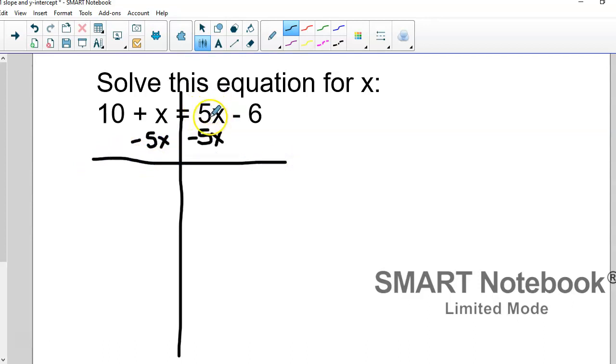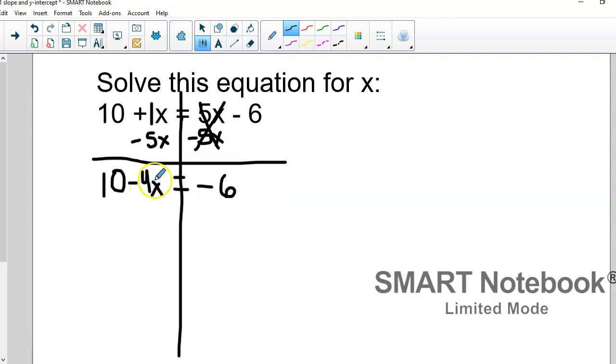So now, if we have a positive 5x and a negative 5x, that just equals 0, or it cancels out, so these are gone. We still have our 10. And then now here we have a 1x, because there's like an invisible 1 here. 1x minus 5x. If I do 1 minus 5, that's going to be negative 4. So we're going to have minus 4x. And then we still have our equal sign. Don't forget to put that equal sign. And then here we have negative 6. Now these are just like the equations we were solving last week. Easy peasy from here, right?